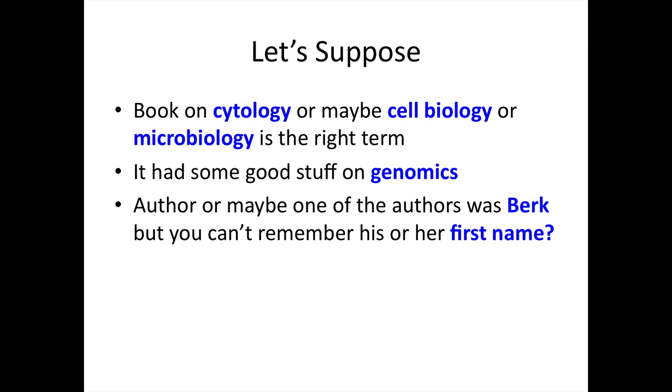Let's suppose that you are looking for a book that your professor told you about on cytology. Or maybe cell biology or microbiology is the more modern term to use. And that book had some good stuff on genomics. And the professor knew for sure that the author, or maybe one of the authors' name was Burke, because Burke was a friend of his. But you can't remember Burke's first name because you were going too fast when you were talking to the instructor. So how would you find that book using Builder and NCBI Bookshelf?